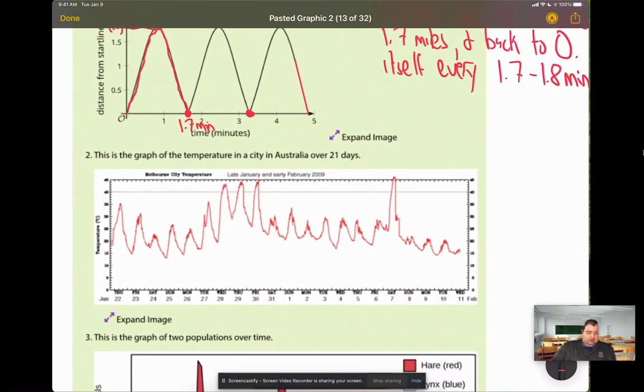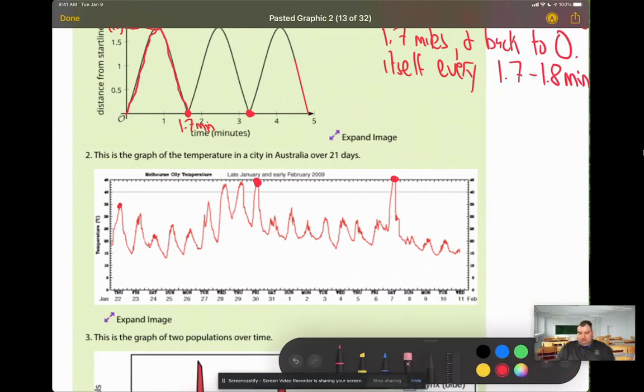Number 2, this is the graph of the temperature in a city in Australia over 21 days. So notice it does the same up, down, up, down. Now the maximum, unlike in number 1, the maximum does not stay the same. Notice the maximum is over here, but then it increases up here, and then the maximum is all the way up here. And it's the same thing with the minimum, but it goes up and then it goes down.